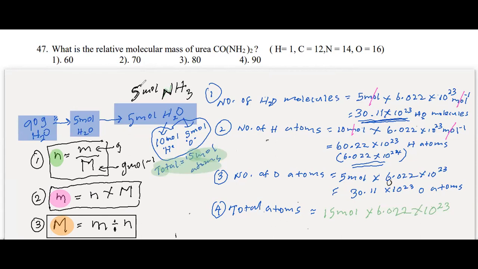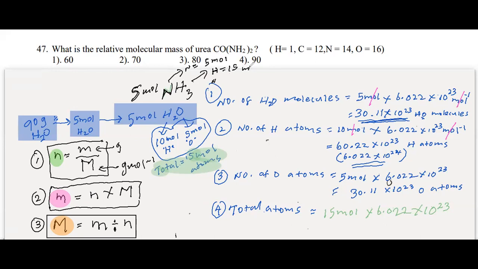If you get 5 moles of ammonia, total atoms will be what? Hydrogen will be 5 times 3, 15 moles. Now here H will be 15 atomic moles. Nitrogen, how many moles? 5 moles. Nitrogen will be 5 moles. Total moles will be 5 plus 15.